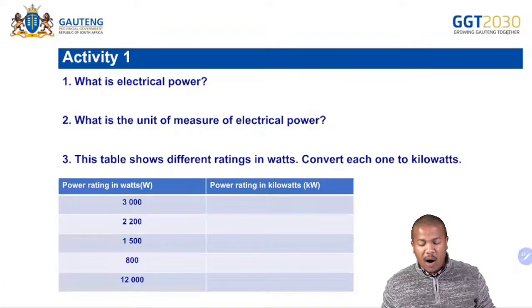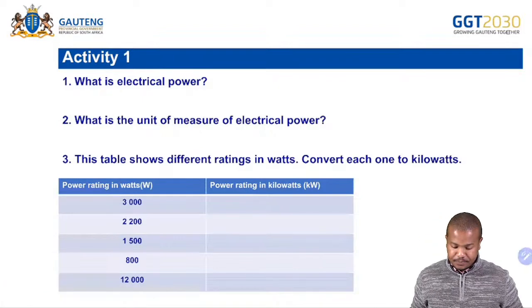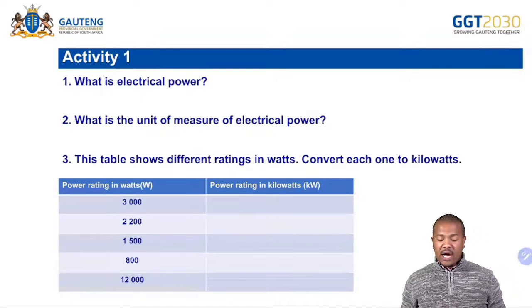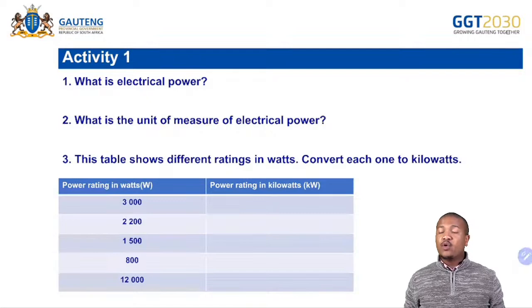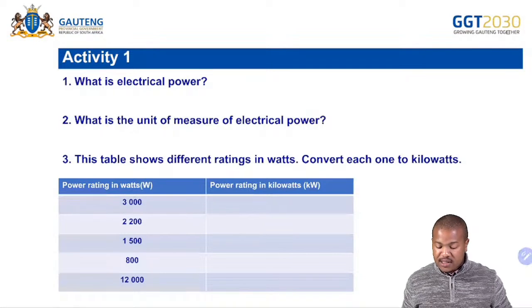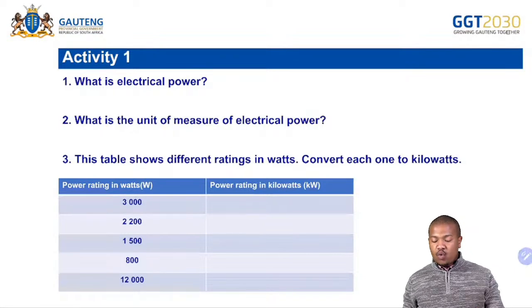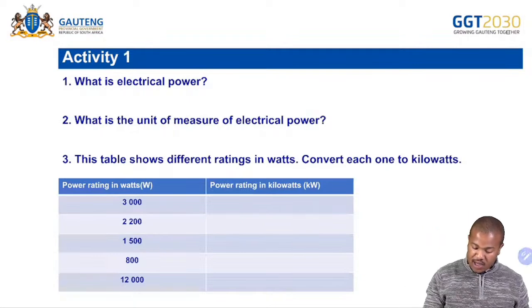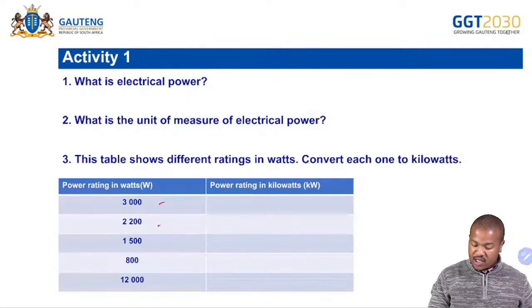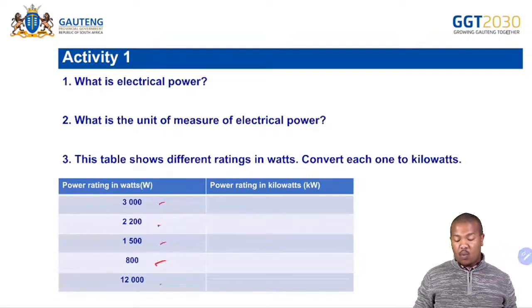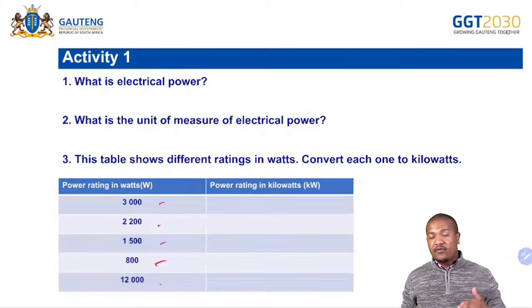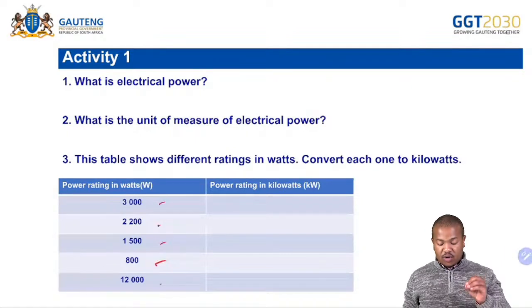Number 1 says, what is electrical power? Number 2, what is the unit of measurement of electrical power? Then number 3, you need to copy and complete this table, right? It says this table shows different ratings in watts, so convert each one to kilowatts. You have 3,000 watts, 2,200 watts, 1,500 watts, 800 watts, and 12,000 watts. Convert all of them, each and every one of them, into kilowatts, right?